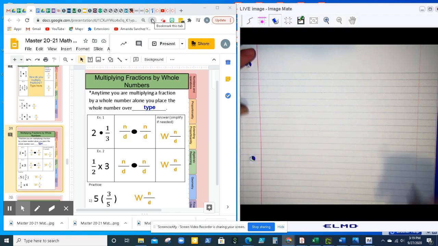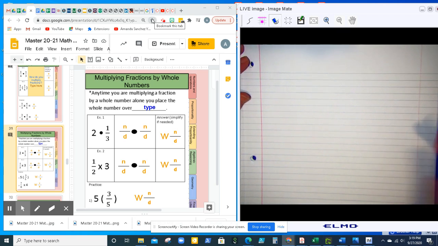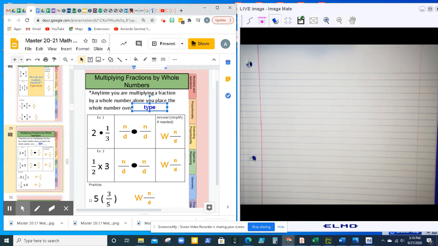Okay, second part of today's notes is multiplying fractions by a whole number. Anytime you're multiplying a fraction by a whole number alone, like a third times 2, or 1/2 times 3, there's no fraction here, so you need to make it a fraction. The only way you're going to be able to do that is you put that whole number over 1. So you type right there, either just put the number 1 or spell out the word one.